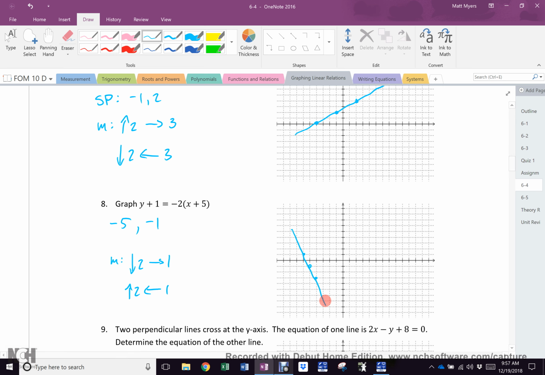Now, Ariana said, I feel like this is going to get harder. It's not going to get any harder. You're going to use the same principles, but you're going to have to do more.